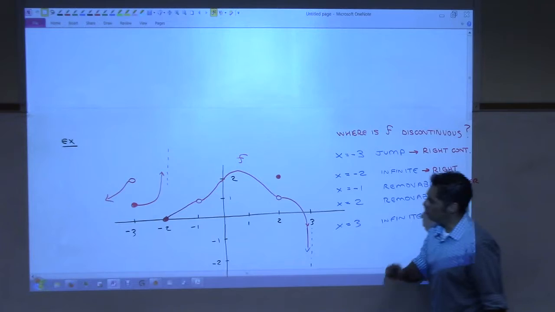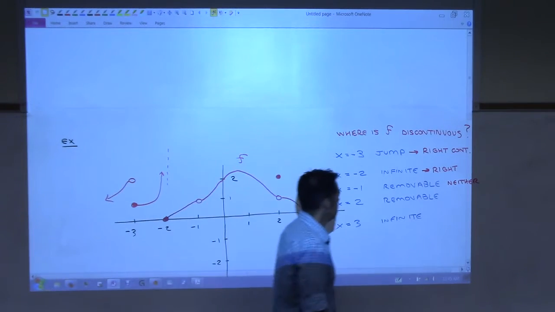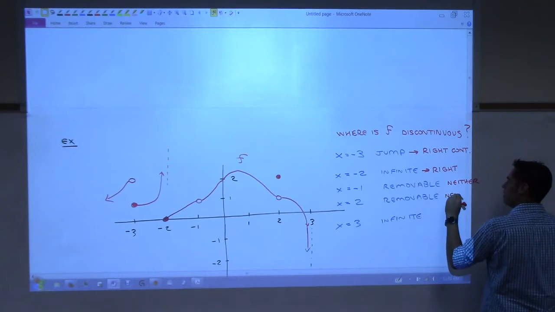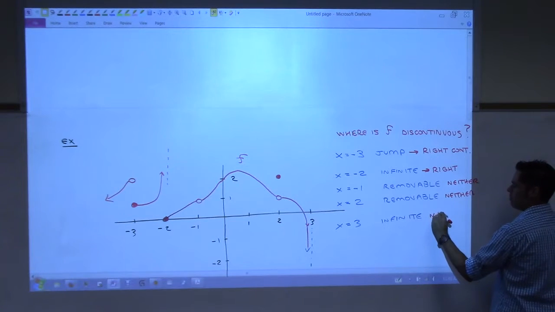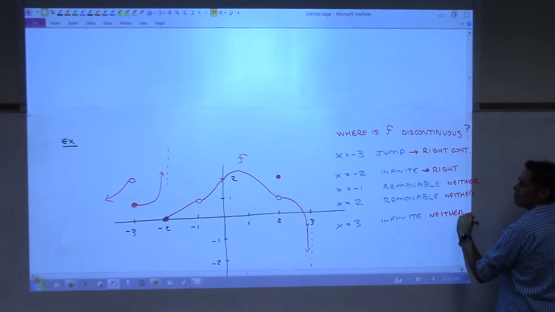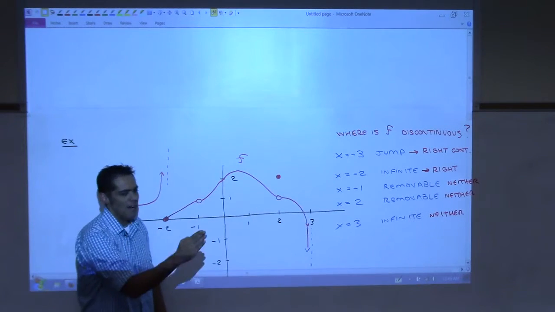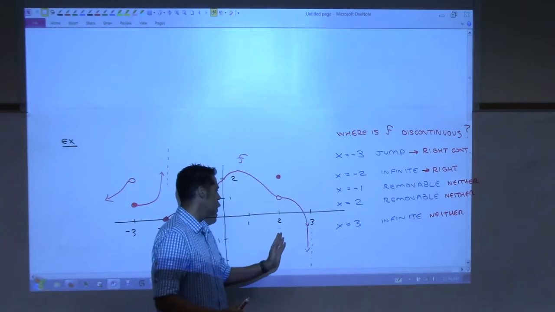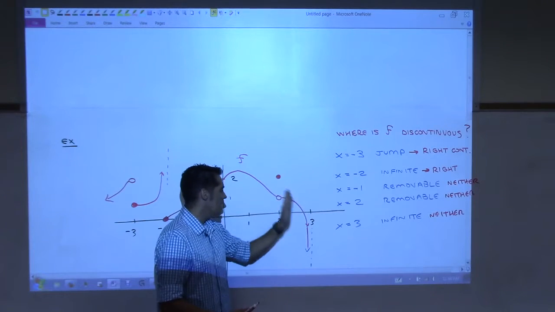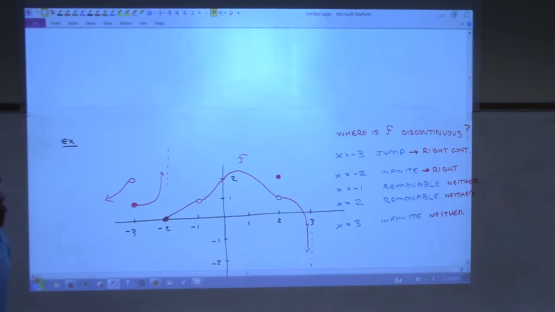All right, X is 2. How about this? Still neither. Neither one, yeah, right? Neither. Neither one. And how about at 3, on the left? Neither. You have to, look, in order for continuity of any kind to happen, you have to be defined at the point you're talking about. So in order for me to ever have any hope of left or right continuity at 3, f of 3 must be defined, and it's not defined. Okay, clear?